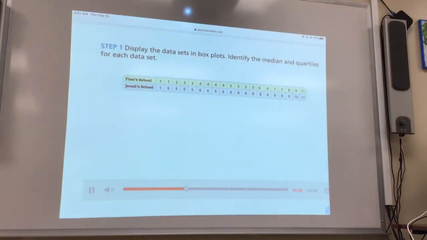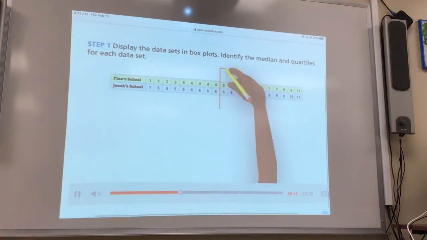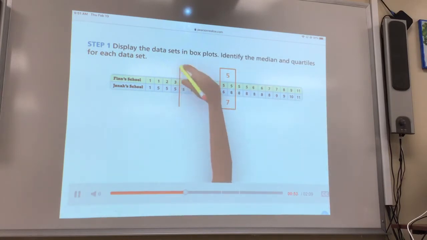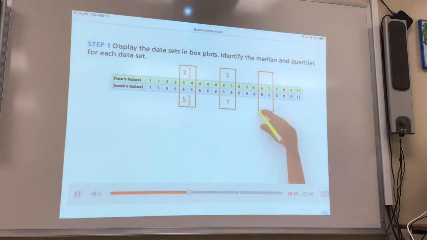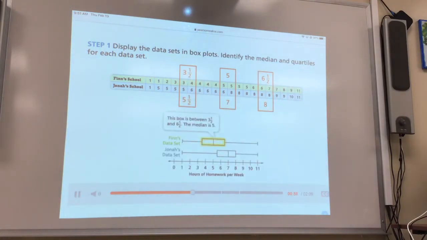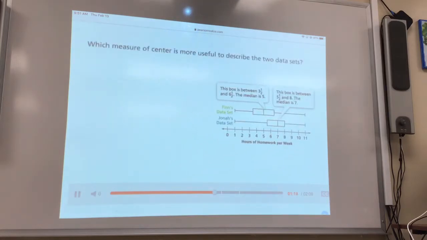The data in box plots. Before he can construct either box plot, he needs to identify the median and quartiles for each data set. The box for Finn's data set is between 3 1/2 and 6 1/2. The median is 5. The box for Jonah's data set is between 5 1/2 and 8. The median is 7. Which measure of center is more useful to describe Finn and Jonah's data sets?